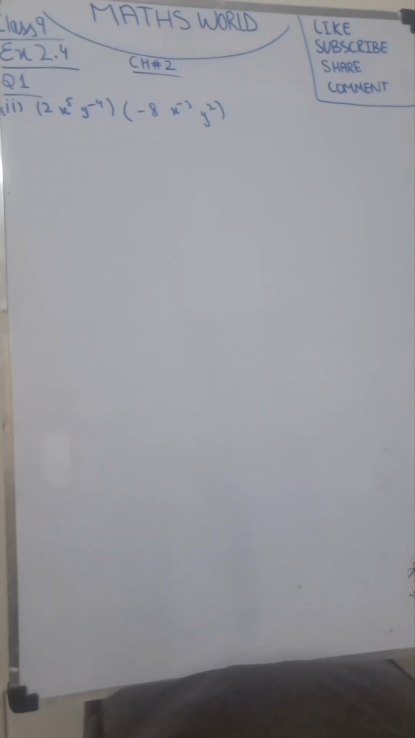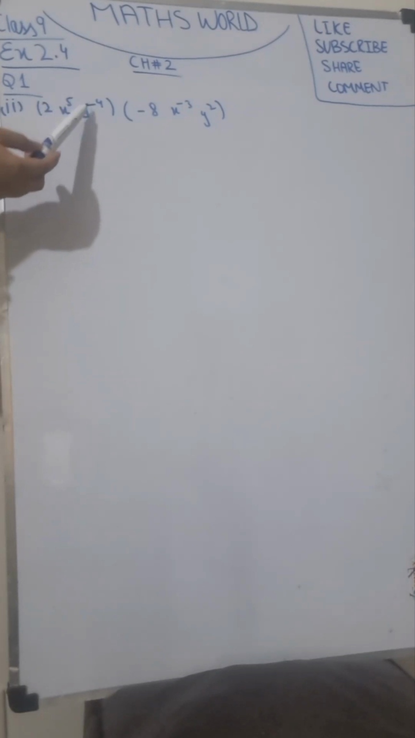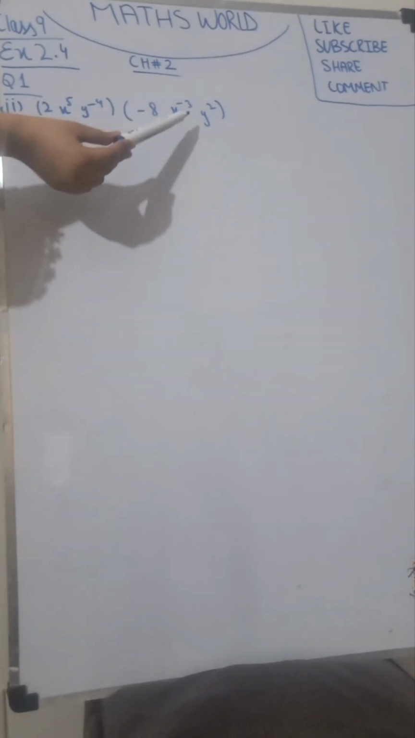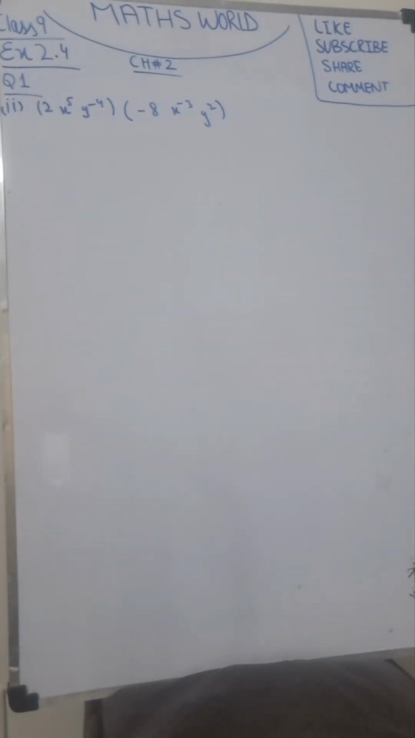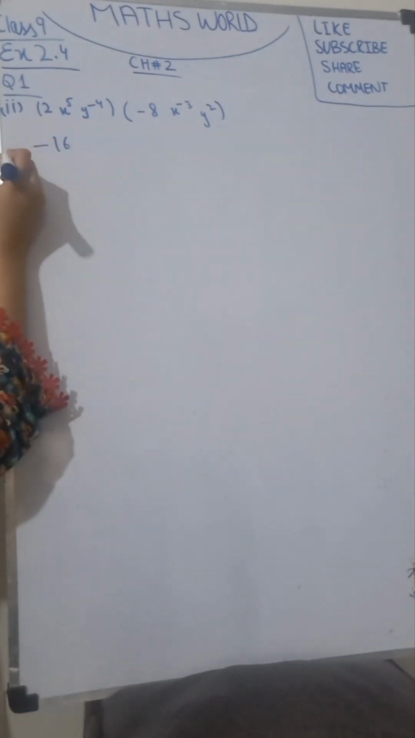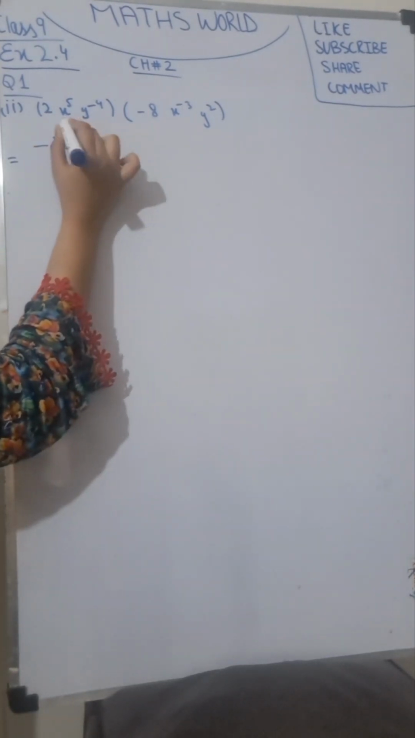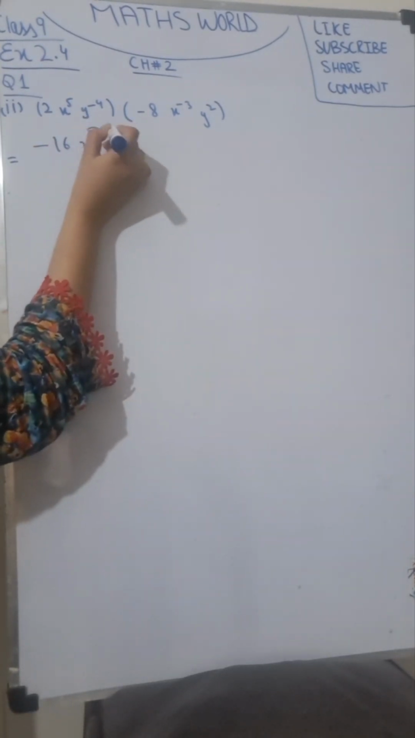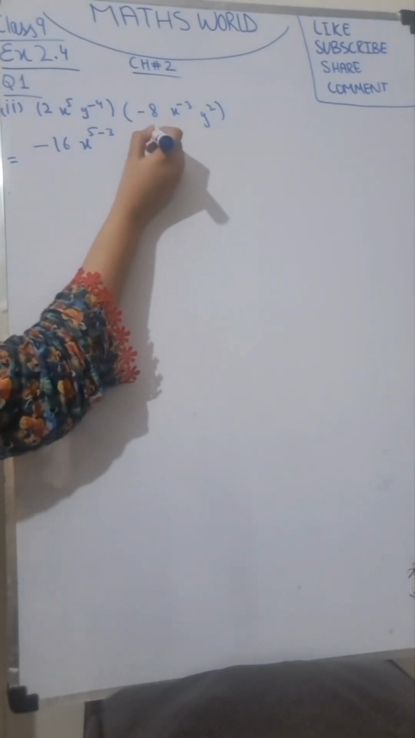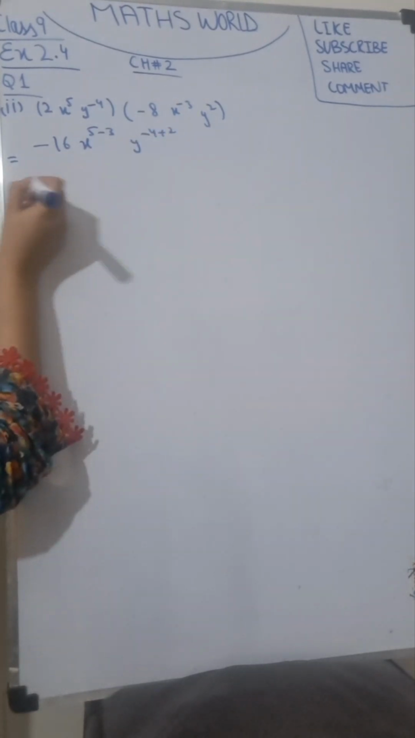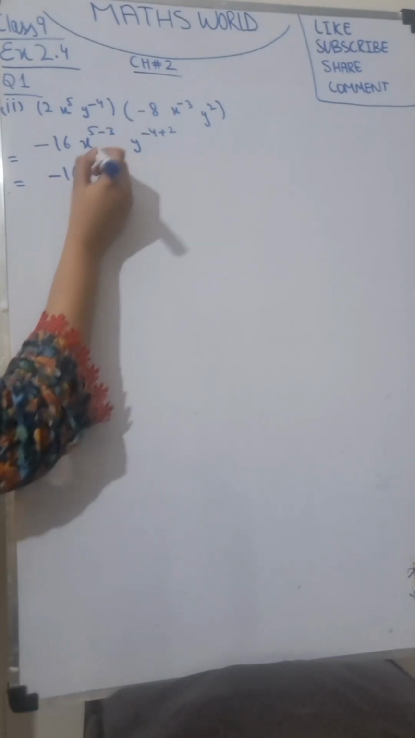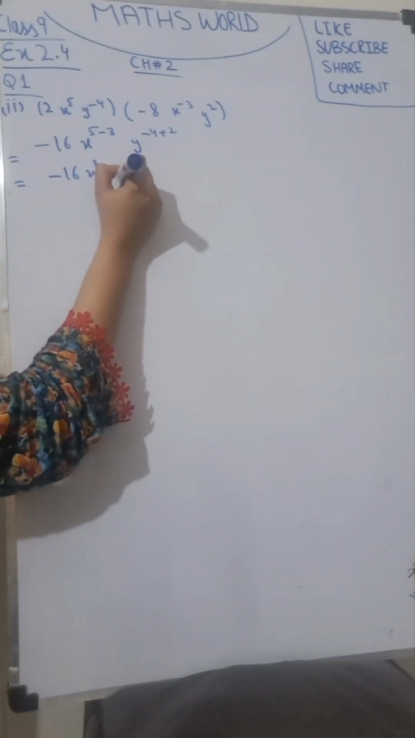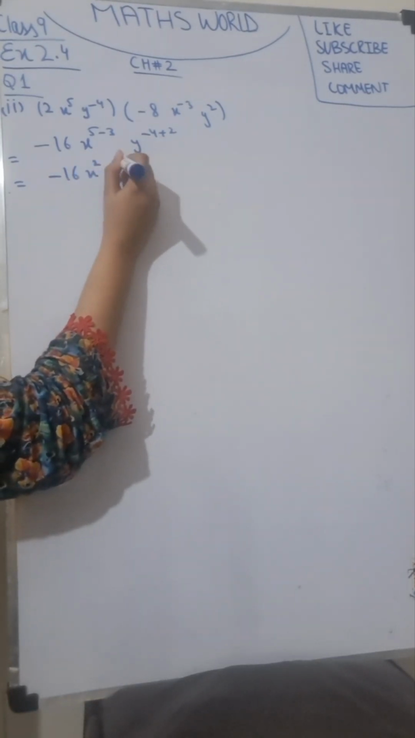So let's start. First, here is the question: 2x^5 y^-4 times -8 y^3 y^2. What will we do to solve? Firstly, you are going to multiply 2 by -8. This will be -16. Then you add the powers: x power is 5 minus 3, then y power is -4 plus 2. So -16 y^2, and that is also -2.